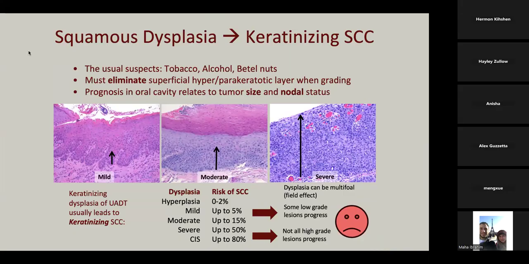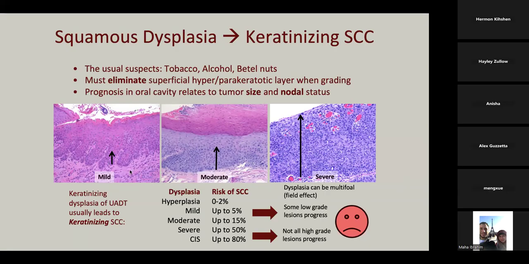Of course, the concern with all of these lesions is whether any of them could be squamous dysplasias or keratinizing squamous cell carcinomas related to tobacco, alcohol, and betel nut chewing in particular areas of the world. In order to grade, we have a mild, moderate, severe layout similar to other areas of the body. Some countries, Europe, use low grade, high grade, but essentially we grade based on the level of atypical cells as well as the severity of the atypia.